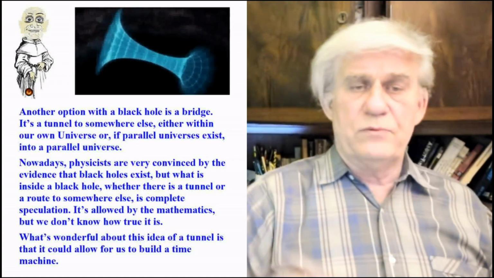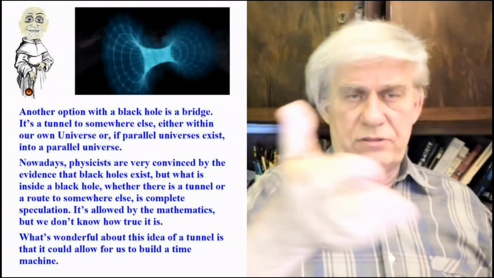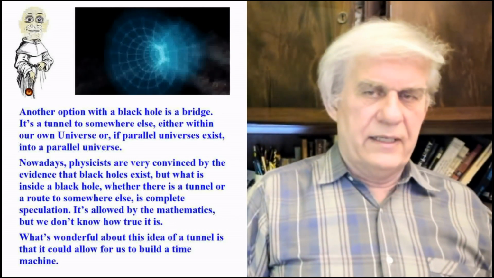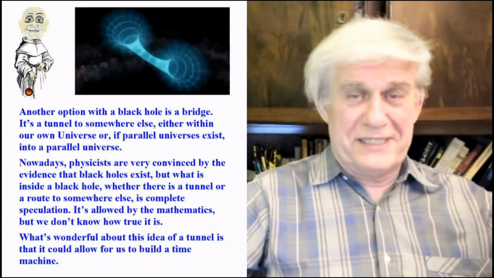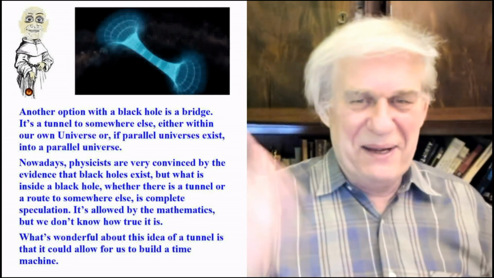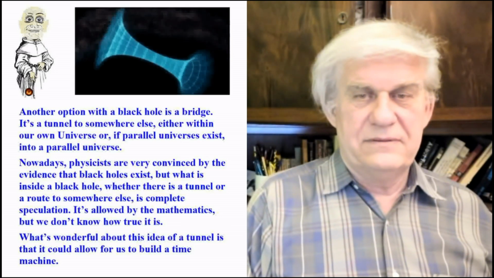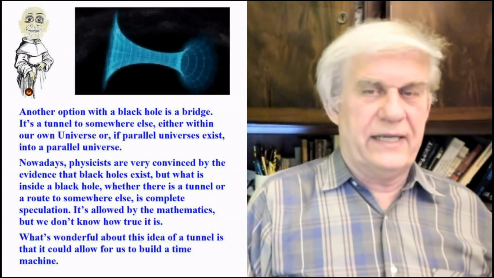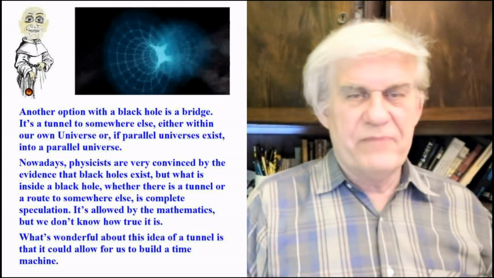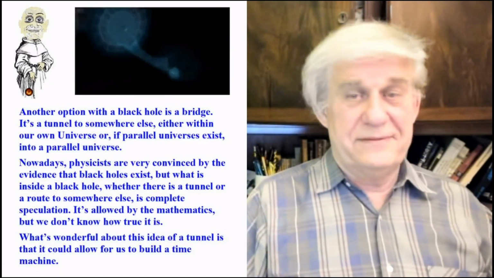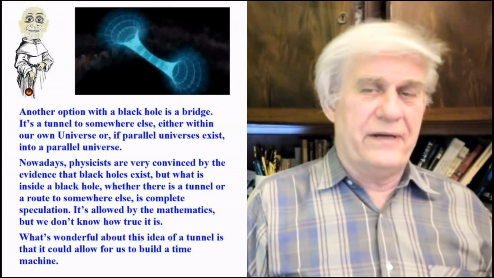He says another option with a black hole is a bridge. And that's the Einstein-Rosen bridge, okay, which is that famous wormhole that is on people's lips today because everybody wants to go to the future, the past. Everybody wants to get out of the present. Coronavirus. It's a tunnel to somewhere else. Well, somewhere is one thing, and the other one is when. And that's different. Either within our own universe, whatever that means, or if parallel universes exist, into a parallel universe.